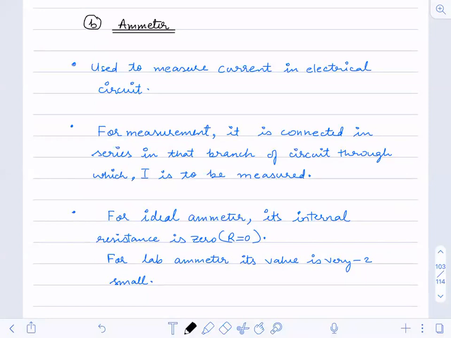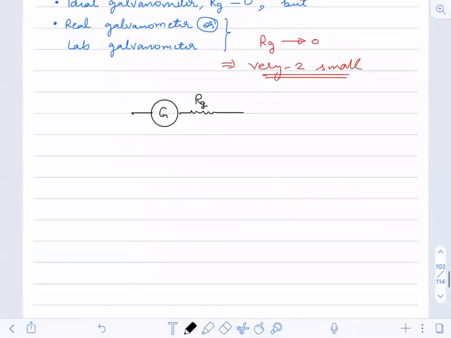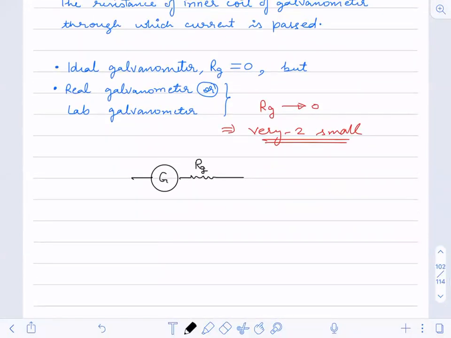Now you just see here that for an ideal emitter, its internal resistance is 0. Like a galvanometer, for an ideal galvanometer its internal resistance was 0. For a real one, it was having a very small resistance.